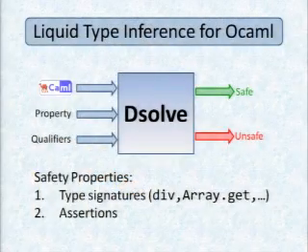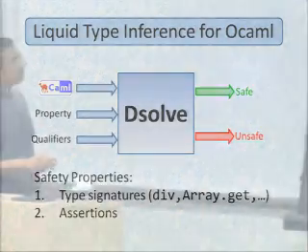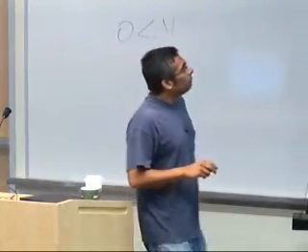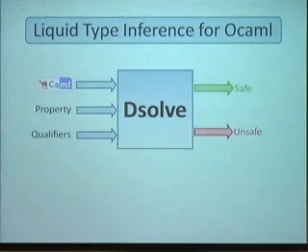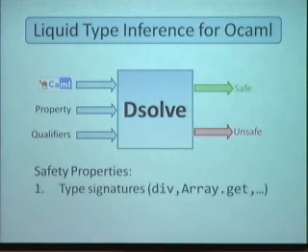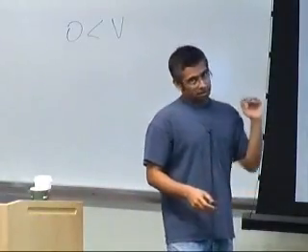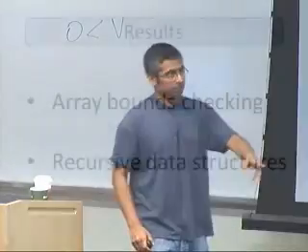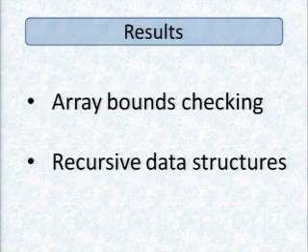Okay. So we've implemented all this stuff in a tool called Dsolve that takes in a program, a property. What are these properties? These properties are these type signatures, for example, for get and div and so on, or even just plain old assertions. And it spits out either yes, the program type checks, all is well, or no, it doesn't type check, and here's the particular operation that doesn't type check. Okay. And we've applied it to 2 kinds of things.